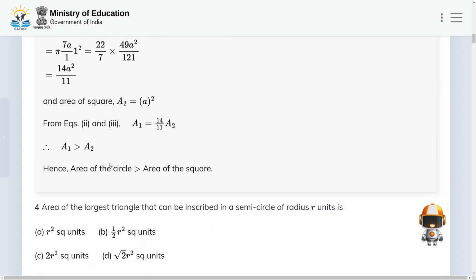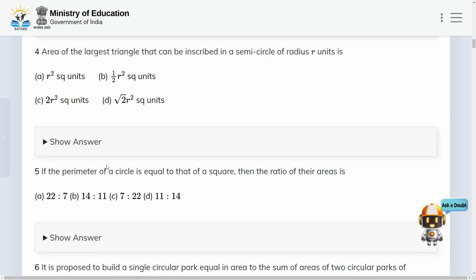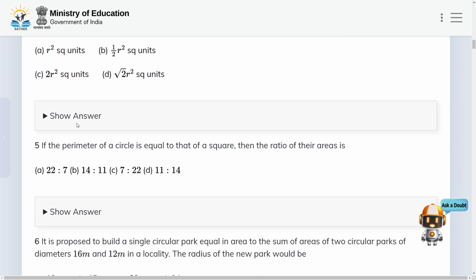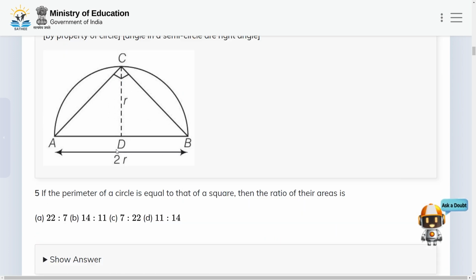Now let us move to the next question. This is our question number 4. It asks: the area of the largest triangle that can be inscribed in a semicircle of radius r units is what? We need to find the area of the largest triangle that can be inscribed in a semicircle. First of all, draw the diagram. This is our semicircle ACB, and ACB is our triangle.